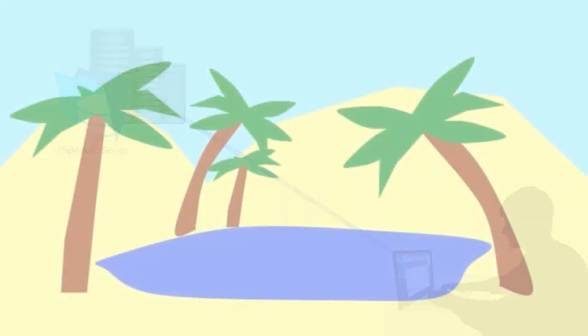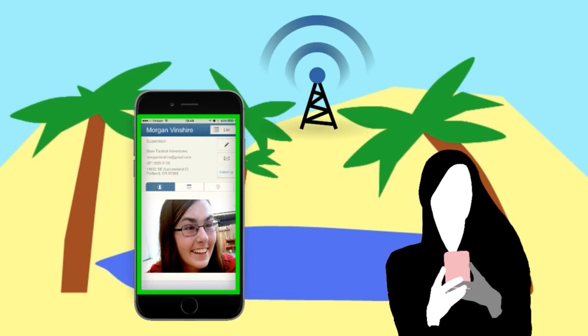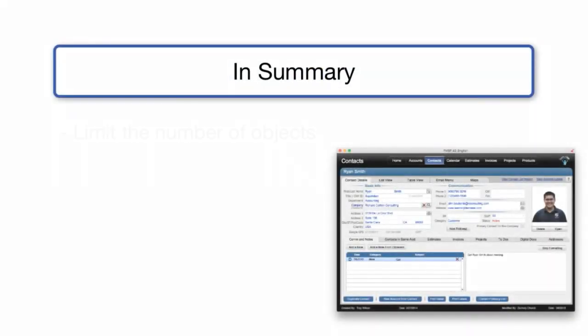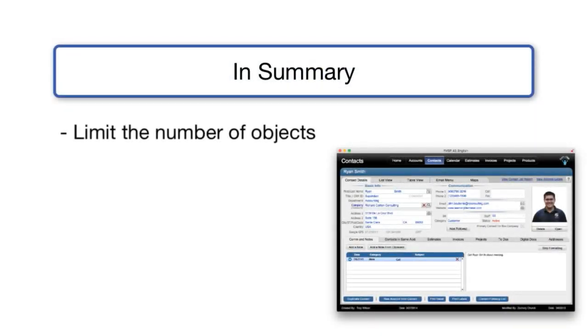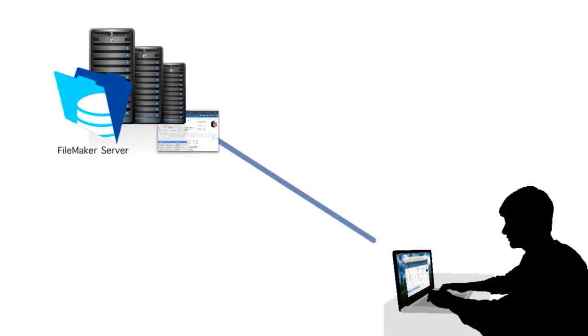If you're on a 3G connection on an iPhone out in the middle of the desert, and say that you actually have some internet out here, all these objects, all this XML has to come down to your mobile device so it can be rendered. Not good. So in summary here, we want to limit the number of objects, which then limits the blocks of XML that have to be pushed down from the server to the client. With less data coming down the pipe, the layouts will load and operate much faster.